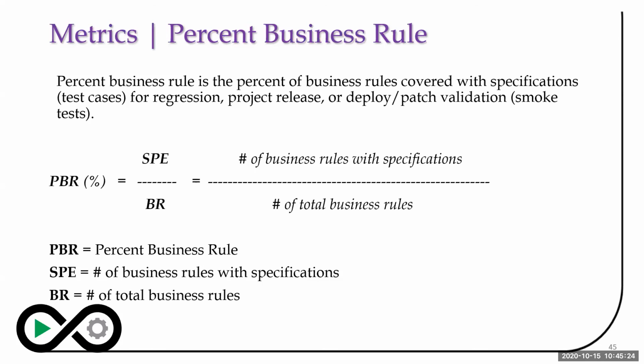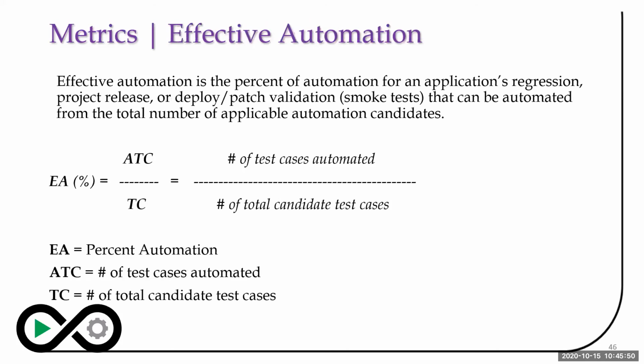Our percent business rule coverage is the percent of business rules covered with specifications, or test cases for regression, release, or deployment. This is a way for us to confirm that for each rule that we're implementing, we have at least one example to illustrate that rule. That way we can say that we have coverage of at least a test in each piece of business logic we're implementing. So this is a good measure of coverage if we want to look at one.